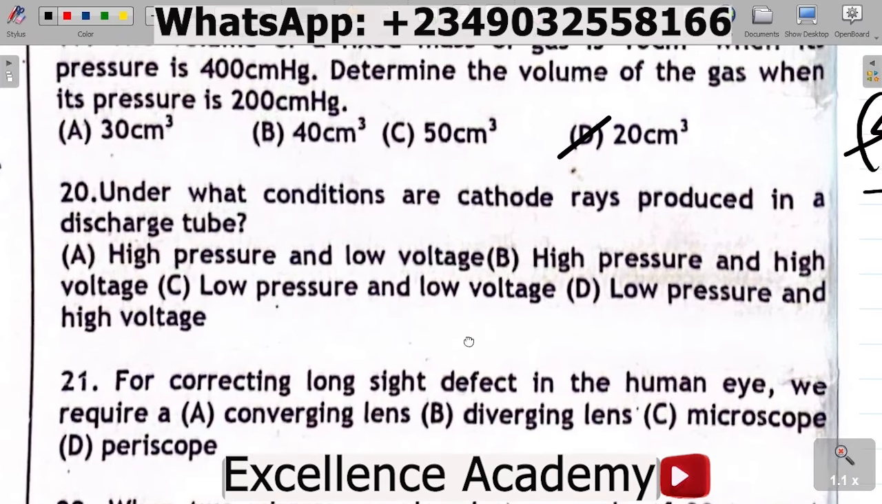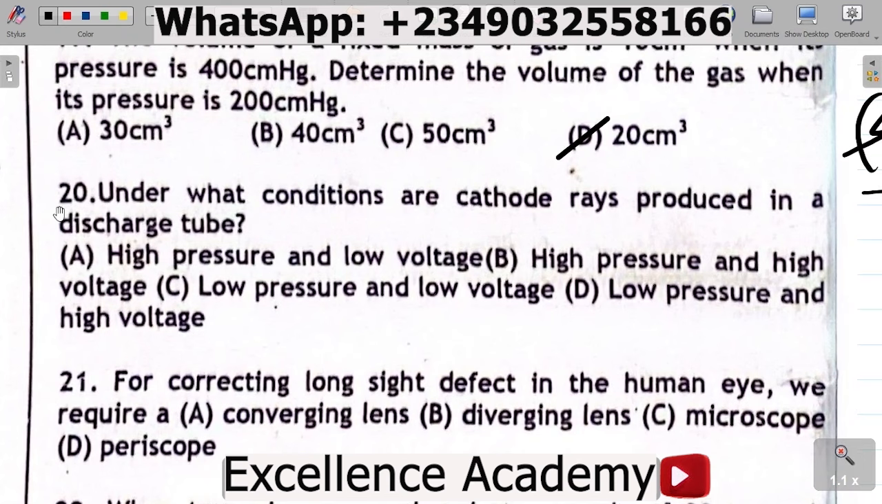All right, next up, question 20, the last one for this session. Question 20 says, under what conditions are cathode rays produced in a discharge tube? A, high pressure and low voltage. B, high pressure and high voltage. C, low pressure and low voltage. D, low pressure and high voltage.